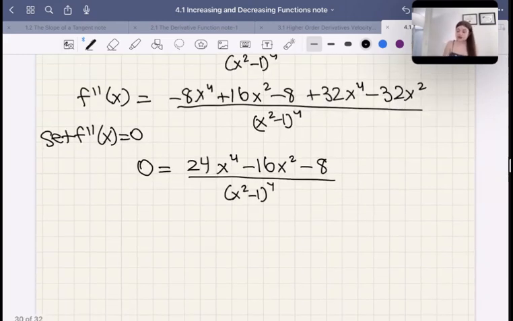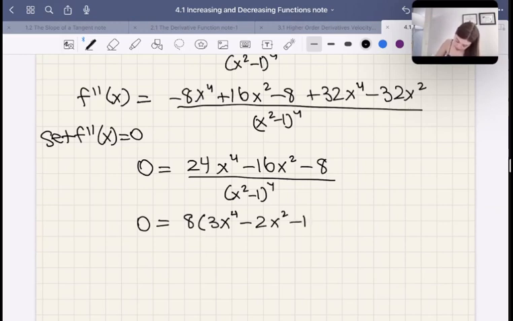Now that's just going to disappear when we cross multiply it up to 0, right? It's all going to disappear. So we're then going to have 0 is equal to all the stuff on the top. Now, I'm going to actually factor out an 8 because I can, and it will make my life easier if I choose to do that. So 8 times 3 is 24. 8 times 2, 8 times minus 1.